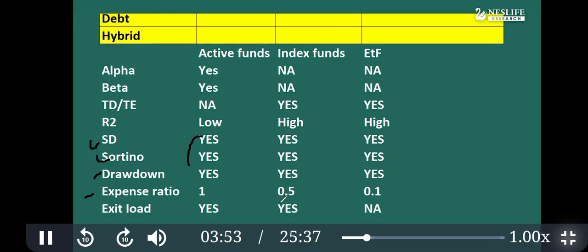Index funds are usually lower than the active funds. Their expense ratio is around 0.5. Now there is a range. It is not that everyone will have 0.5. Some might have 0.6, 0.3 and 2, but you got the idea. ETFs have an expense ratio of maybe 0.1, slightly here and there. Exit load is not applicable to ETFs, because it is real-time trading.